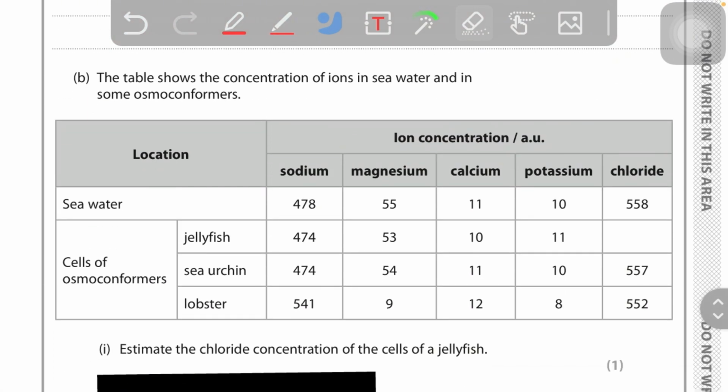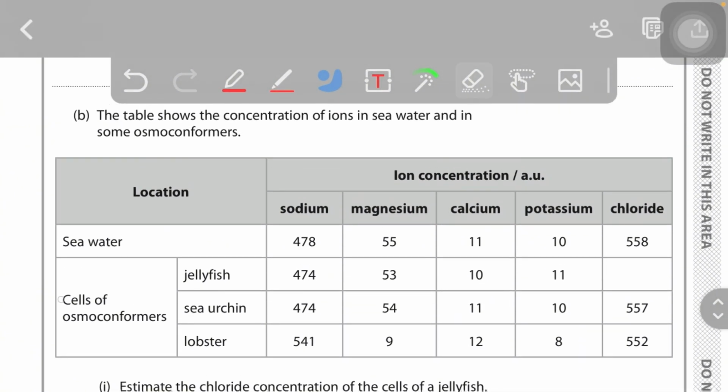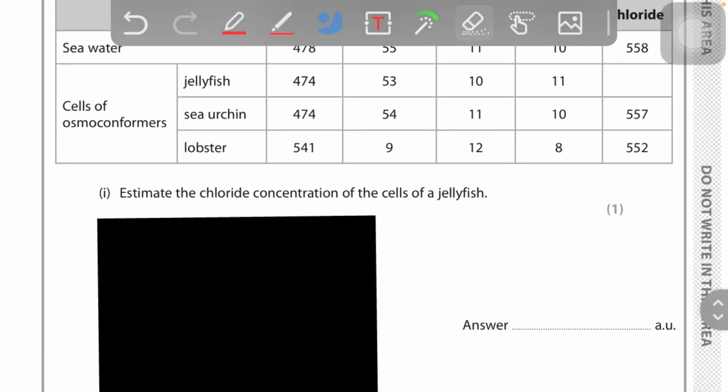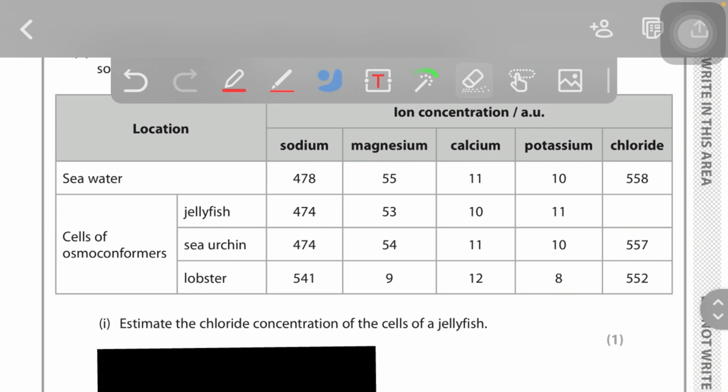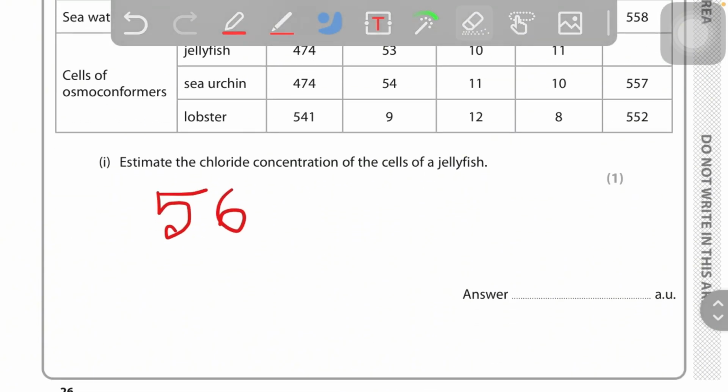The table shows the concentration of ions in seawater and in some osmoconformers. Estimate the chloride concentration of this jellyfish. Let's just see the trend. It basically decreases by a few numbers, so we might write something like 556 or 555. The answer is 556.